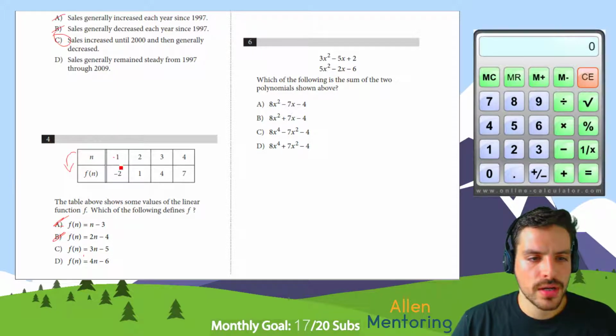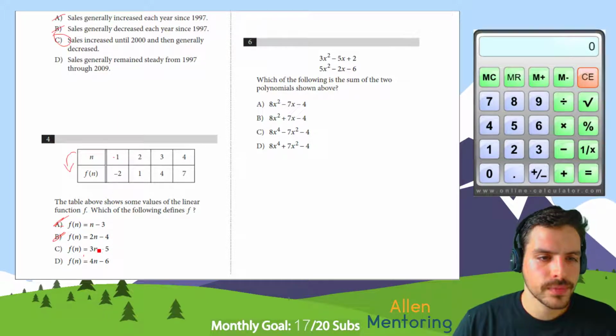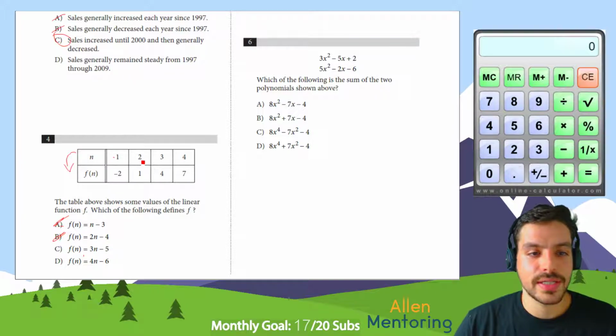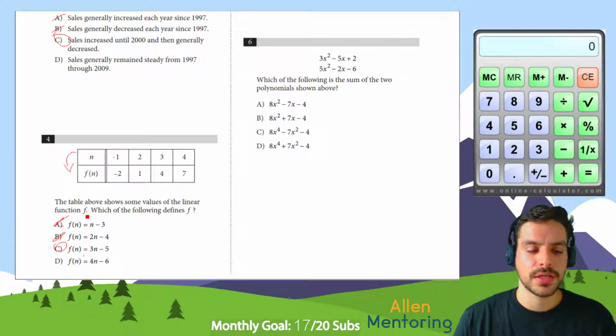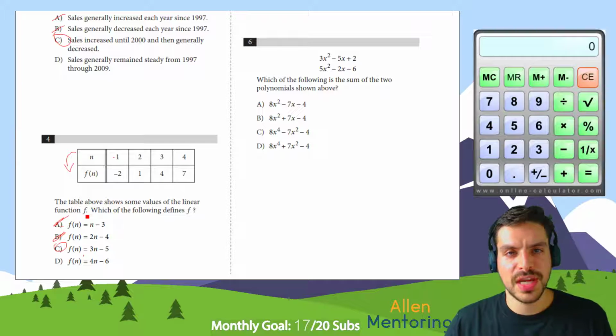3 times 1 is 3, minus 5 is negative 2. 2 times 3 is 6, minus 5 is 1. That looks good. Then 9 minus 5 is 4. And then 3 times 4 is 12. Minus 5 is 7. So C is the correct answer. So that is just one method, which is guess and check.